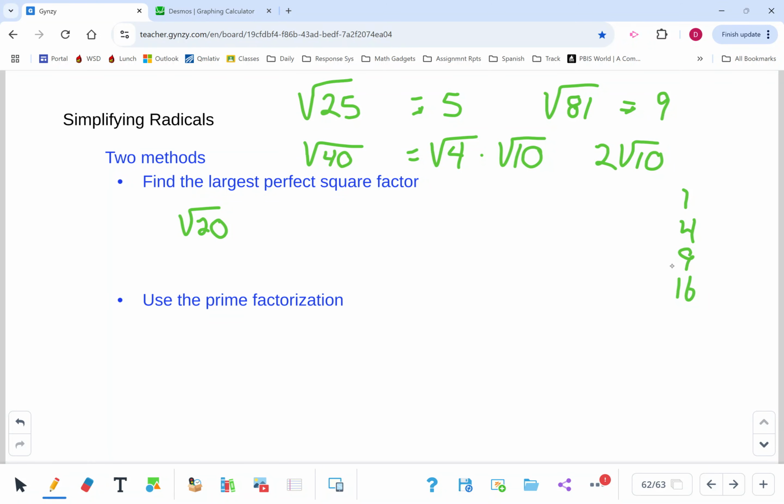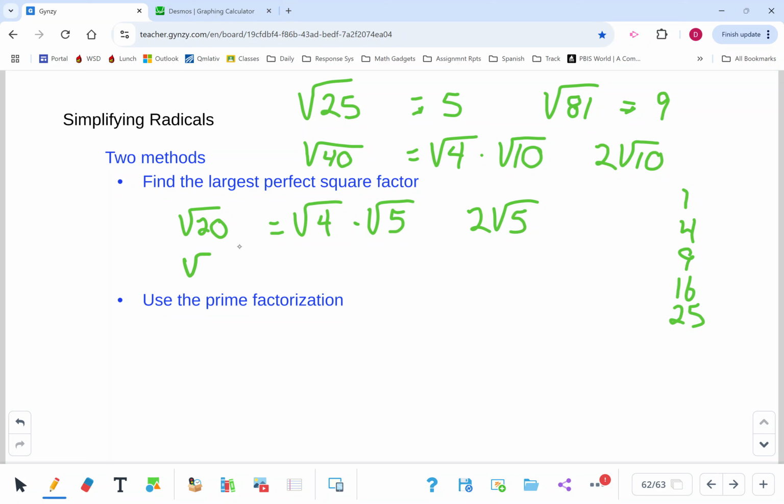9 is not a factor of 20. 16 is not a factor of 20. The next one's 25, and that's over 20. So I think we can be done. So we're going to say the biggest perfect square factor of 20 is 4. So we're going to write square root 4 times square root, let's see, what would we need to multiply 4 by to get 20? 5. Okay, and then we simplify square root 4 down to 2 and leave the square root 5 by itself, and now you've simplified square root 20 down to 2 square root 5.